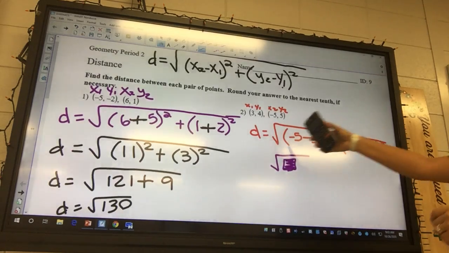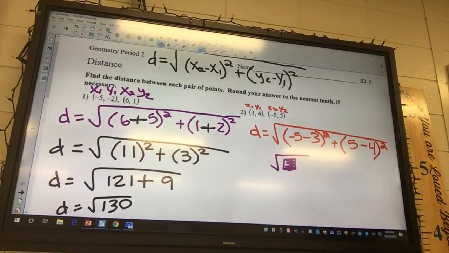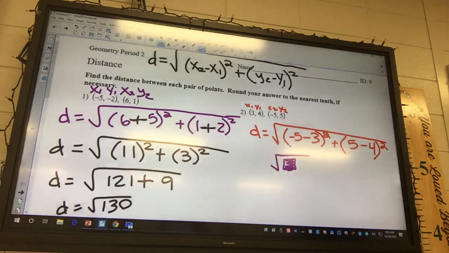Now, our next one, we need to type a parentheses first. So right here's a parentheses. Parenthesis, -5, -3, close the parenthesis, and hit the x squared button.